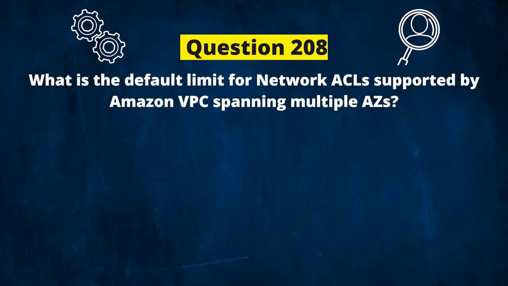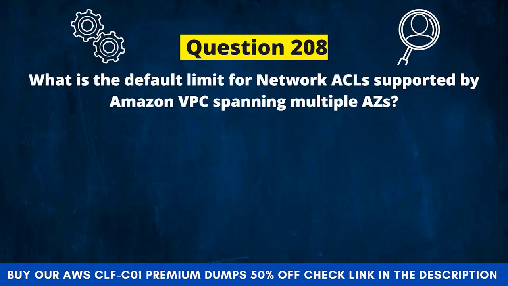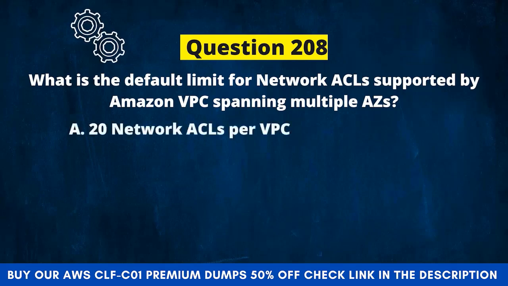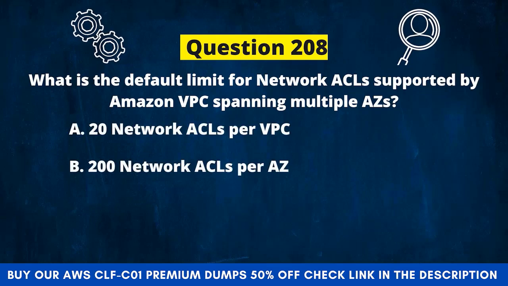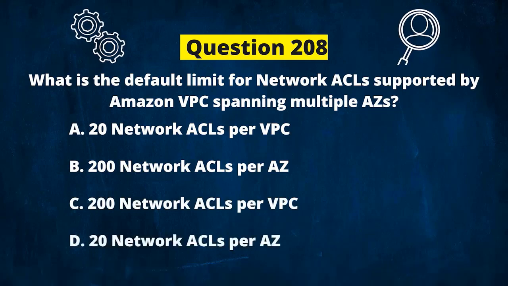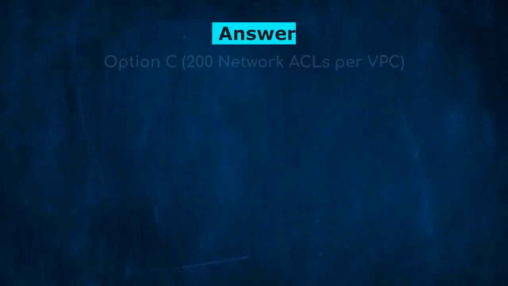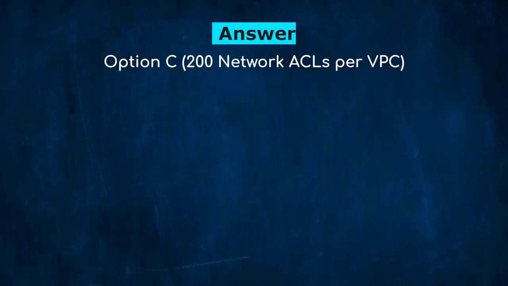Next question. What is the default limit for network ACLs supported by Amazon VPC spanning multiple AZs? And the options are A. 20 network ACLs per VPC. B. 200 network ACLs per AZ. C. 200 network ACLs per VPC. D. 20 network ACLs per AZ. And the correct answer is option C. 200 network ACLs per VPC.